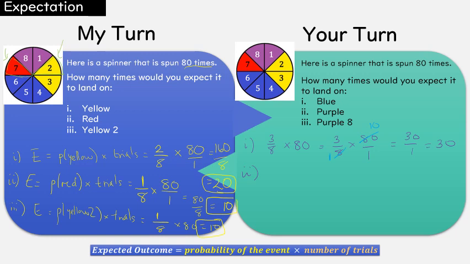Probability of it landing on purple, well, there's 2 sections out of 8, times by the number of trials, so 160 over 8, which you should have got 20. Last one, what about purple 8? Well, there's only one section with purple 8, times by the number of trials, 80 there, so 1/8 of 80 again is 10. So those should be your 3 answers there.